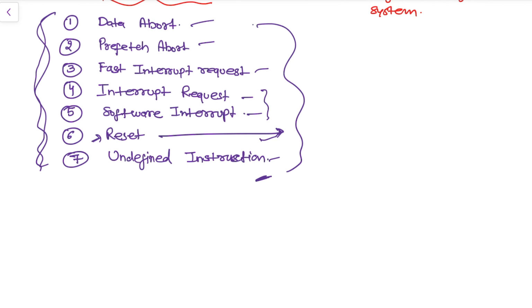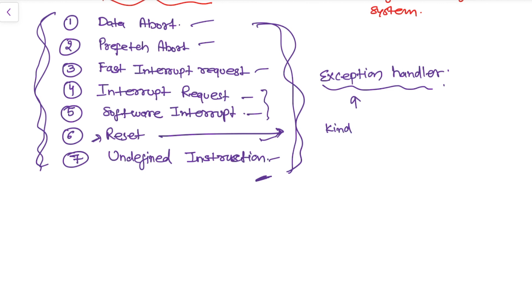So if any of these exceptions has occurred, then there is an exception handler. You can ask, what is the exception handler? An exception handler is a kind of function, if we talk in the C programming language. For example, there is an exception handler for the data abort.